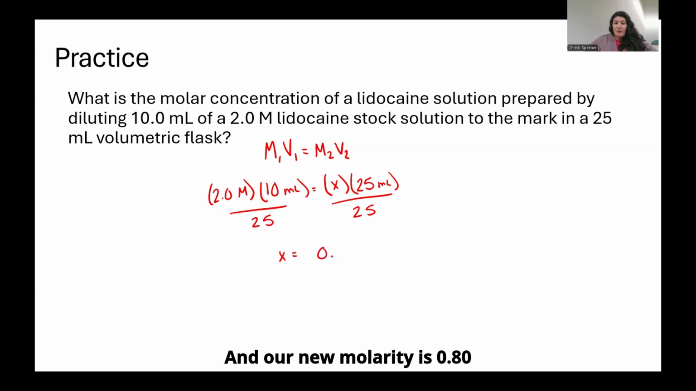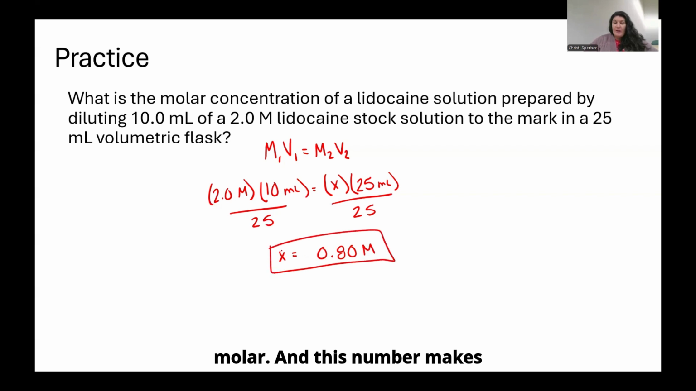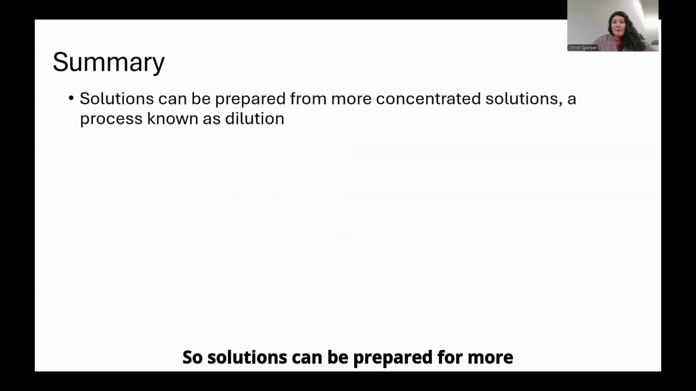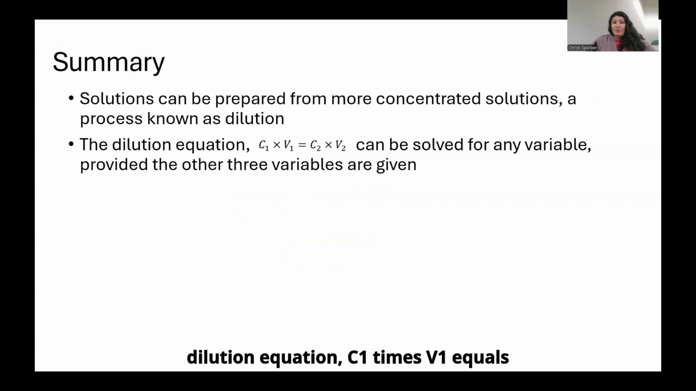and our new molarity is 0.80 molar. And this number makes sense because the new concentration is less than the initial concentration because we did a dilution, and dilutions are less concentrated solutions. So solutions can be prepared from more concentrated solutions, a process known as dilution. The dilution equation C1 times V1 equals C2 times V2 can be solved for any variable provided the other three variables are given.